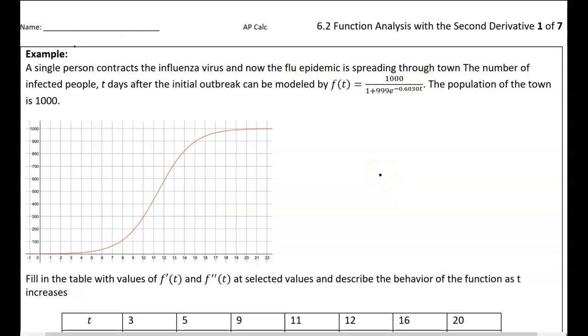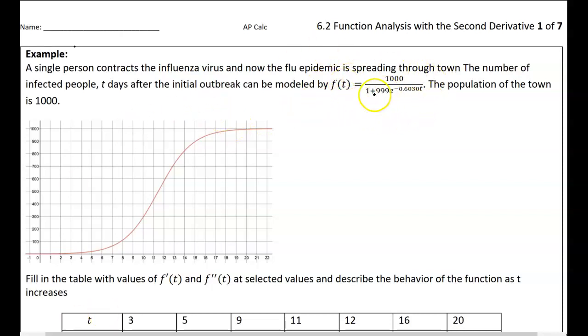Alrighty, in this lesson we are going to continue our work on function analysis, but this time we're going to use the second derivative and see what that can tell us about a particular function. What we have here is a problem about an epidemic, and the nice thing about living in the times we live in is we're all pretty familiar with how these types of things might go.